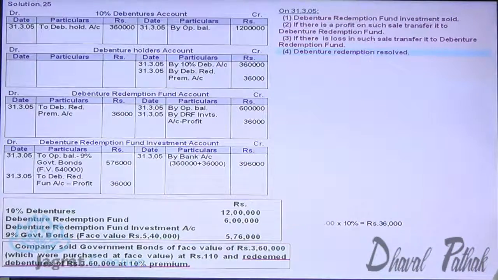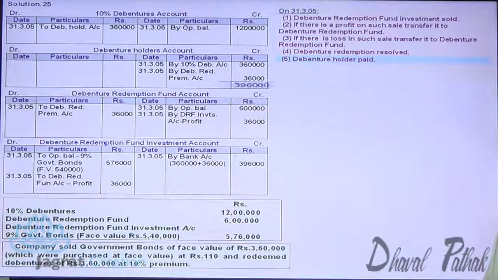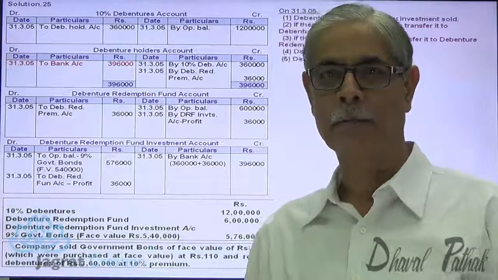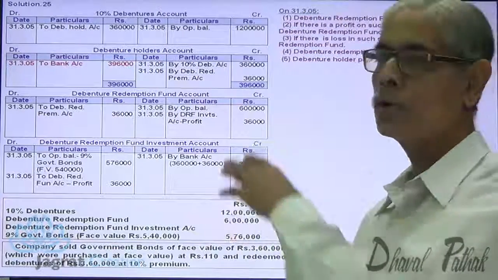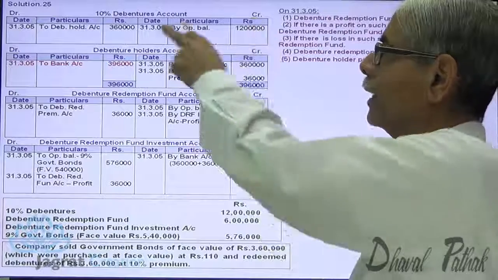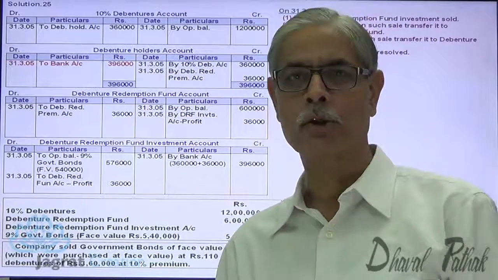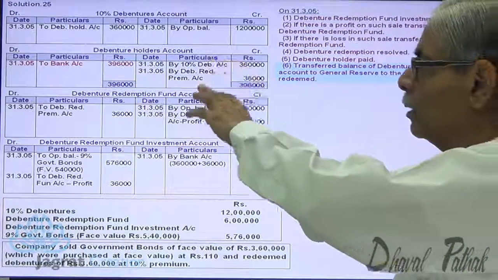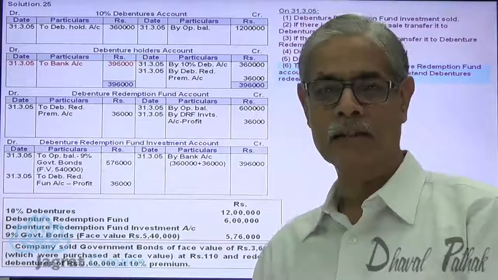Now debenture holders are paid. So 3,60,000 plus 36,000, 3,96,000. So debenture holders account debit to bank account 3,96,000. Payment is paid. Now we have to strike the balance. Out of 12 lakh, 3,60,000 is paid. Balance is yet to be paid. The debentures redeemed are 3,60,000.